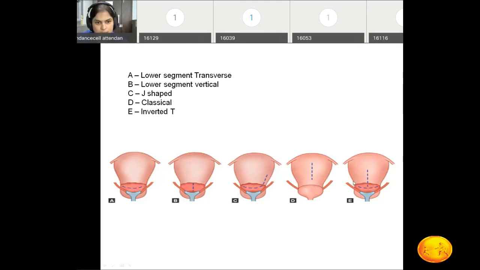Okay, so if you have given any odd incisions, or even the lower segment transverse incision, then we have to specify it on the discharge card, and ask the patient to keep the discharge card and take it for her next follow-up whenever she gets pregnant.